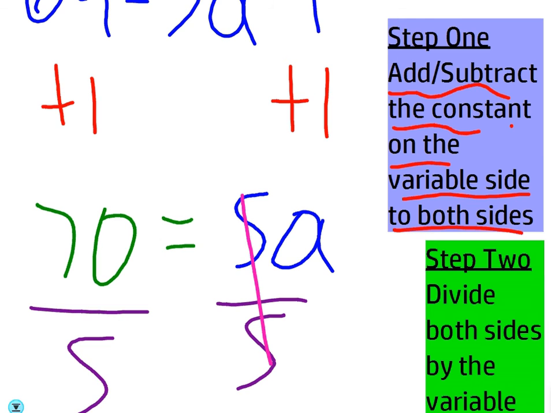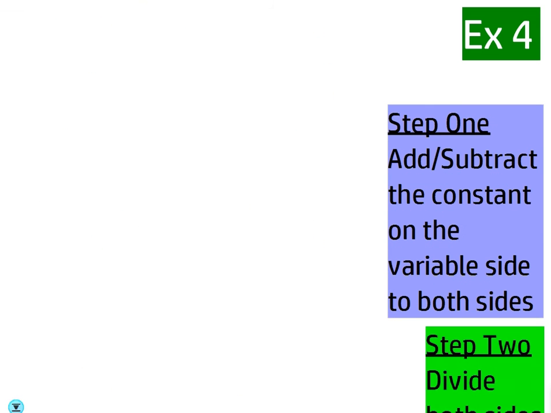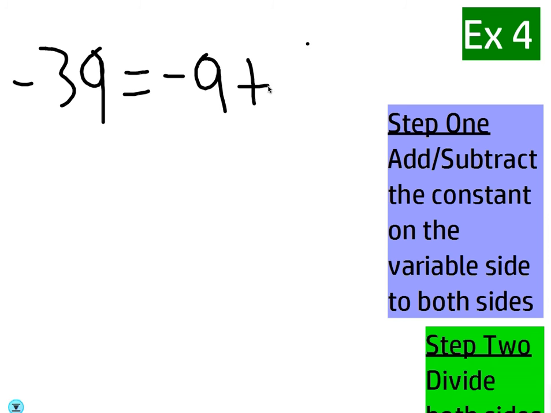We'll do one more. Negative 39 equals negative 9 plus 6s. Somebody give me a letter. S. S. Good. Just trying to do something different here.